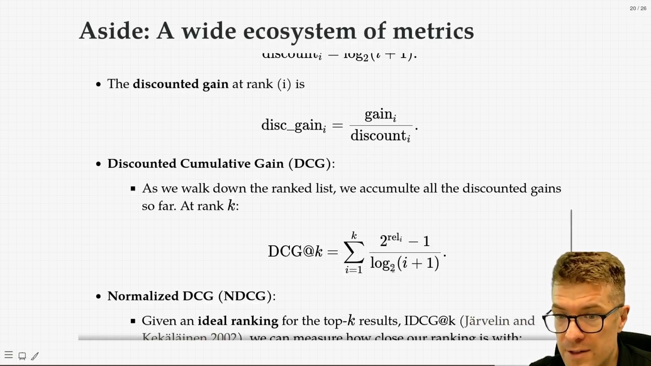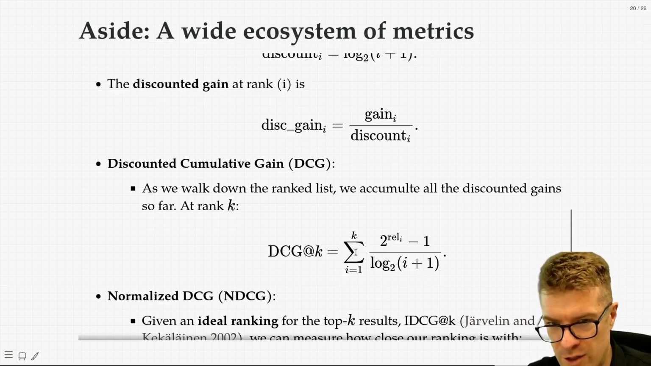So all we're doing here is, this is our discounted score, which we've defined above, and then we're just summing, accumulating, adding our scores as we walk down the list.